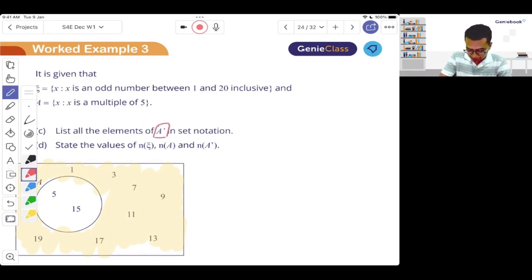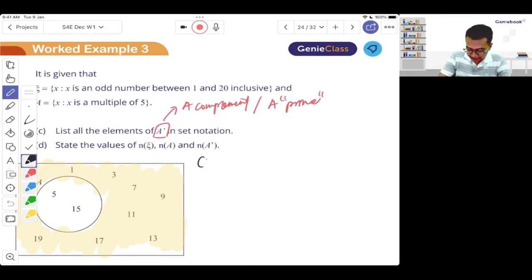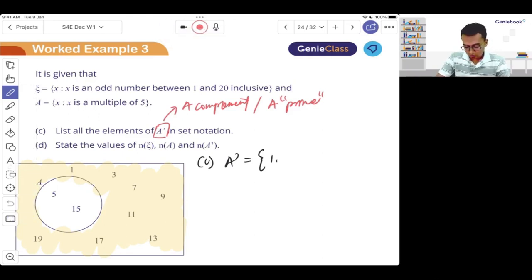Another thing that I forgot to mention earlier, this is A complement, right? Some people may read this as A prime. The apostrophe can be read as prime, but it means the same thing. It means we are looking outside. We are looking at the complement of the set A. So for part C, when we list the elements, we write down A complement equals, again, curly brackets, and then we list down all the elements 1, 3, 7, 9, 11, 13, and 17. So there you go.